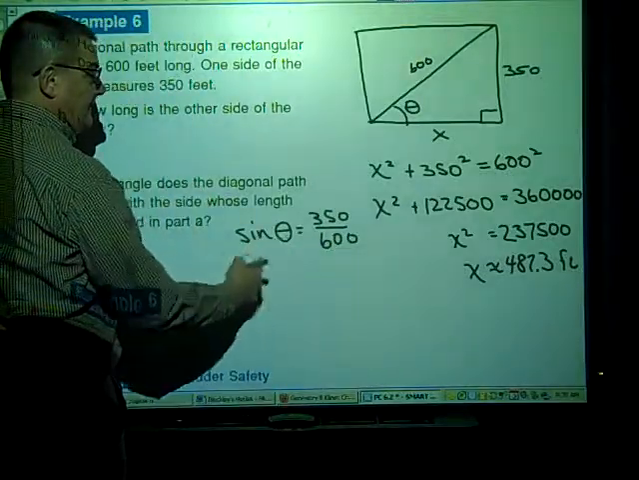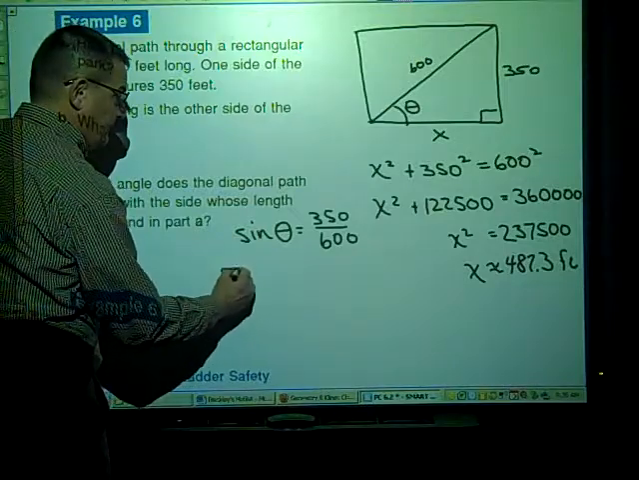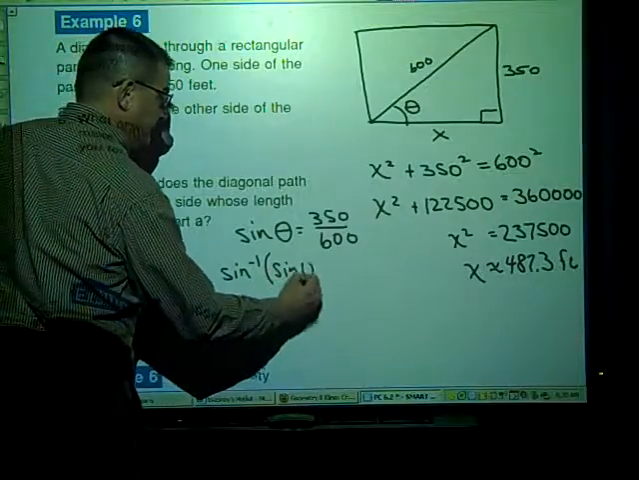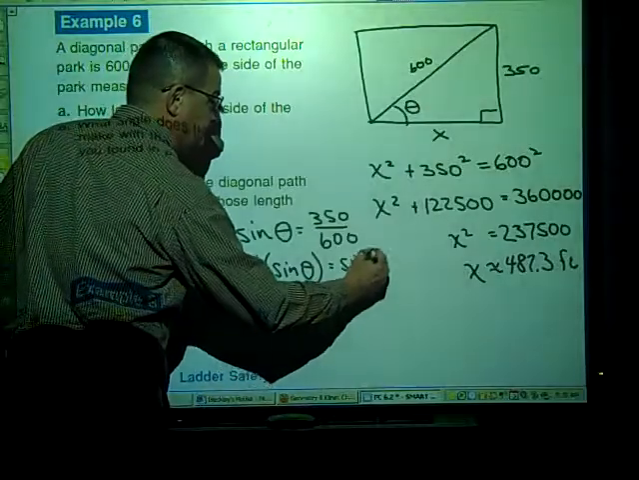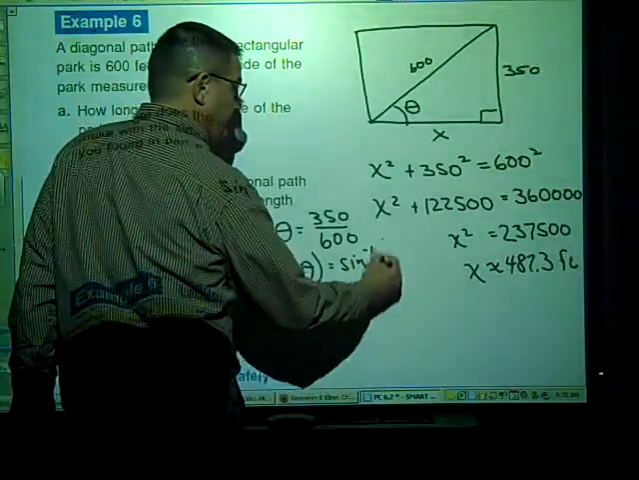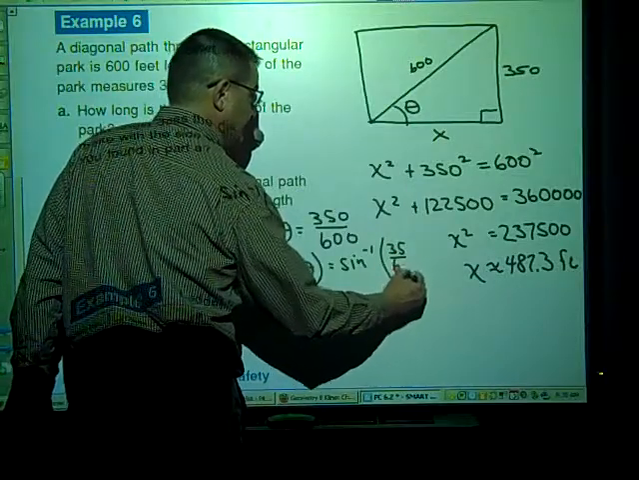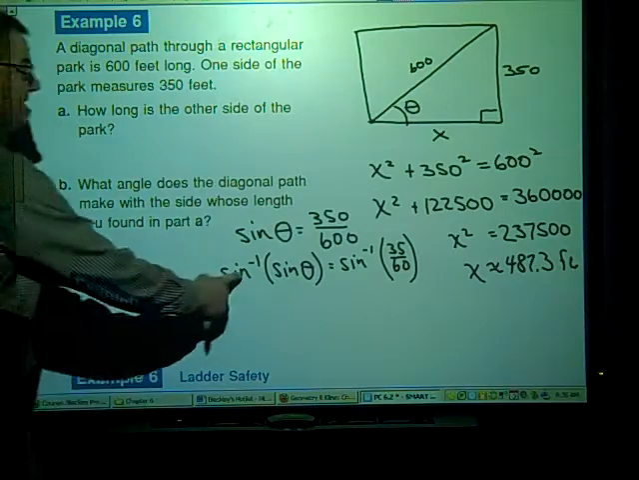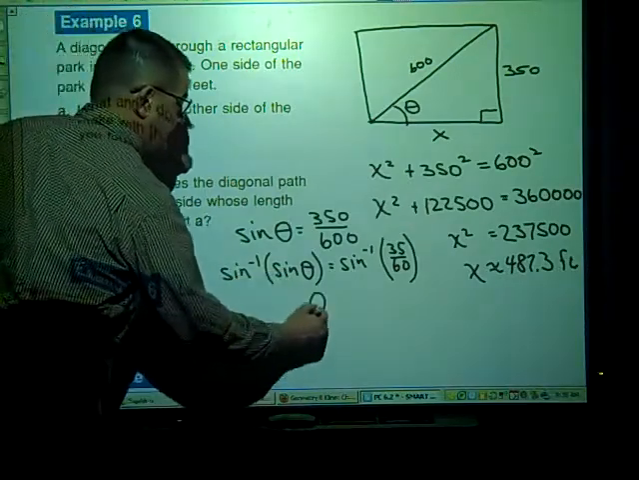And then in order to find theta, we have to get rid of the sine, so we take the sine inverse of both sides. So the sine inverse of the sine of theta equals the sine inverse of, let's see if we can reduce that to 35/60ths at least. And when you take the sine inverse of the sine, those counteract each other, and so we're left with just theta.